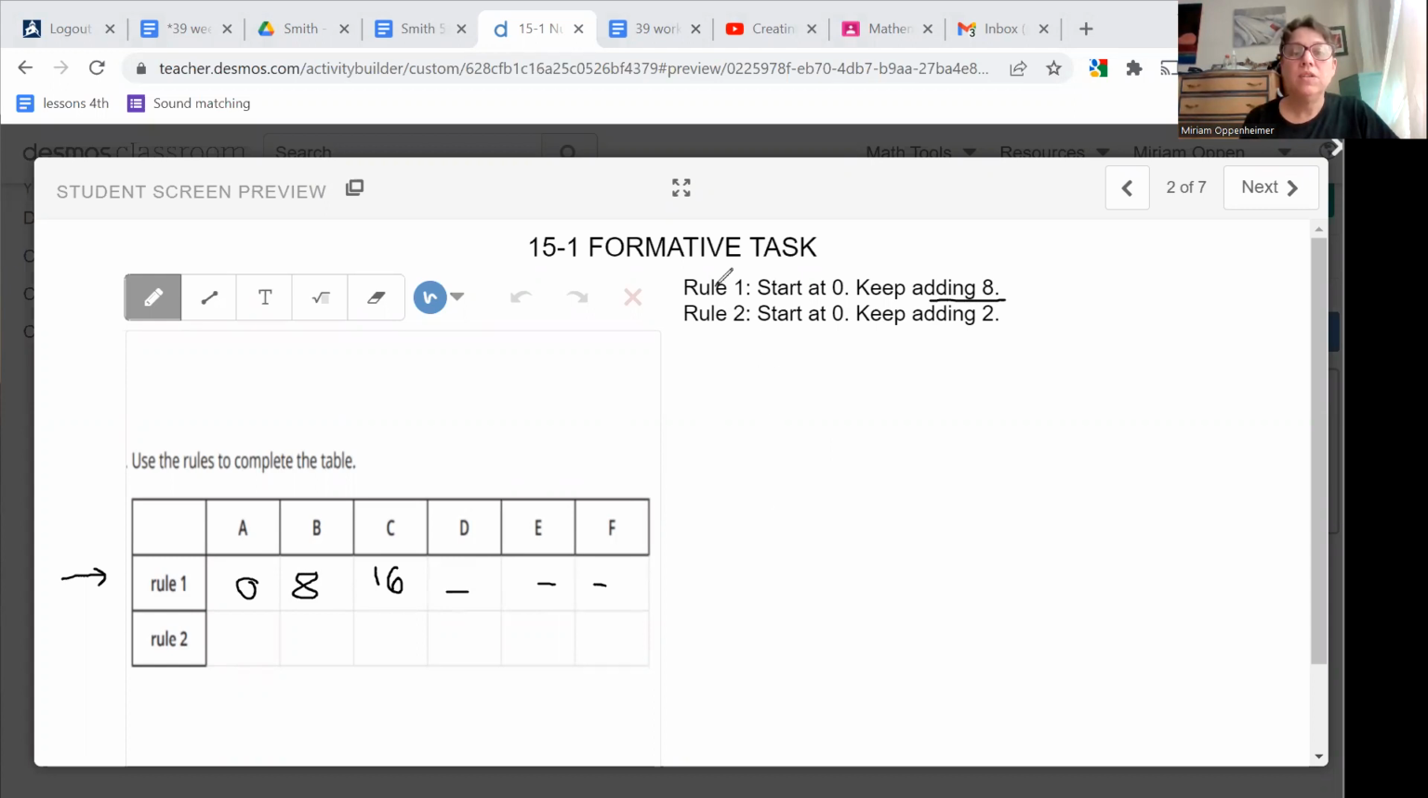Rule number 2 is the same idea. Start at 0. Keep adding 2. That's so easy, right? 2 and another 2 is 4, like that, good looking 4. And keep going, right? And 2 more, 2 more. All right, so that's all you have to do for that. Easy, right? But useful because let me show you the next slide.